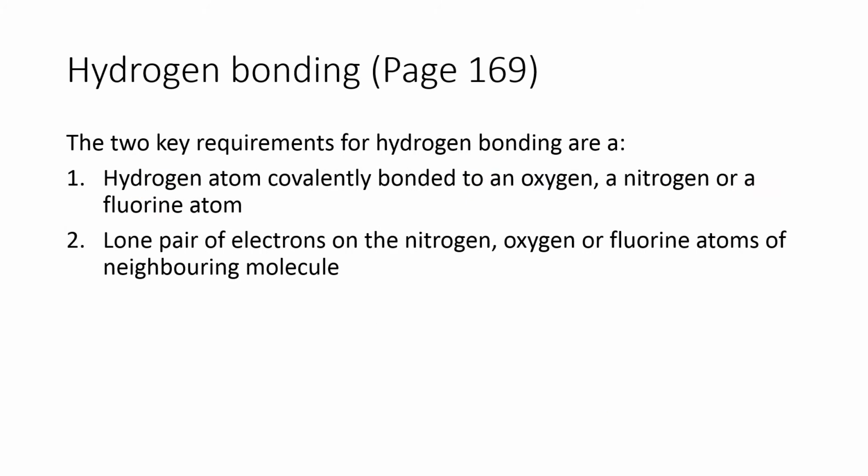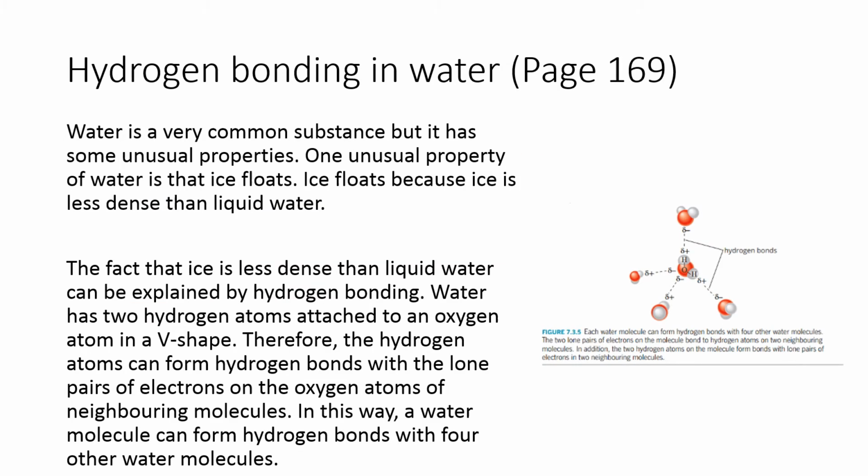Hydrogen bonding, the 2 requirements for hydrogen bonding are: hydrogen atoms covalently bonded to oxygen, nitrogen, or fluorine atoms, and lone pair electrons on the nitrogen, oxygen, or fluorine atoms of a neighboring molecule. Alright, so make sure you're very clear on this. That's what we have discussed today. Moving on to the next slide. Alright, I'm just going to continue on this.